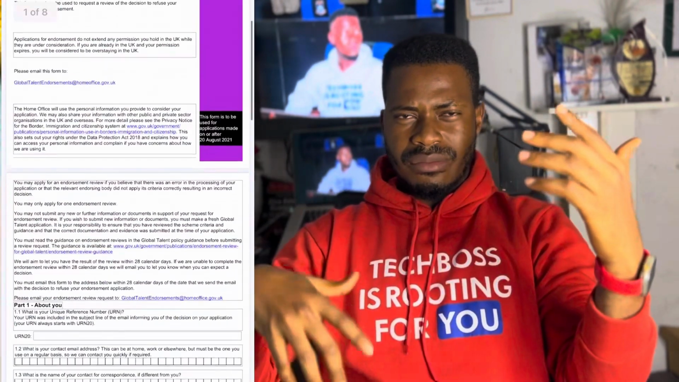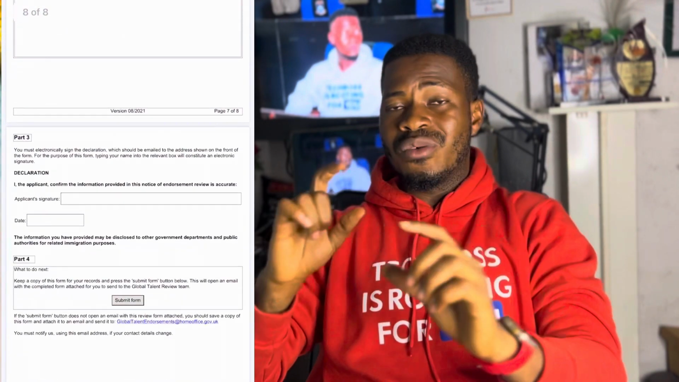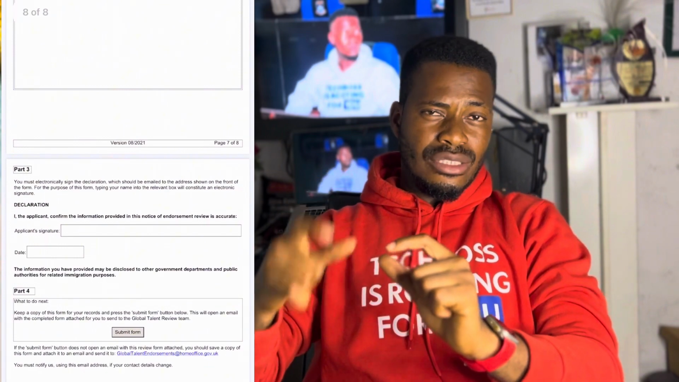This is how the endorsement review form looks, and you would fill up those spaces that are there. They are limited spaces, so you definitely have to be very concise in how you write your words. You have to ensure that you are putting up your argument in a way that makes sense and it's very short because you don't have space.